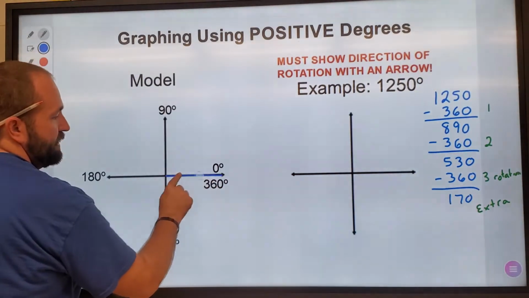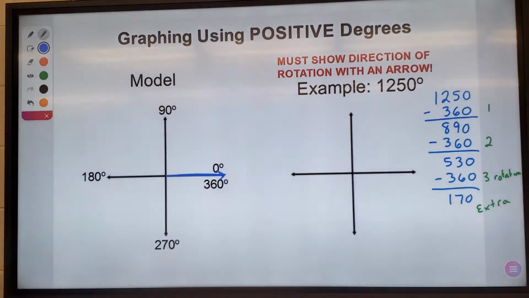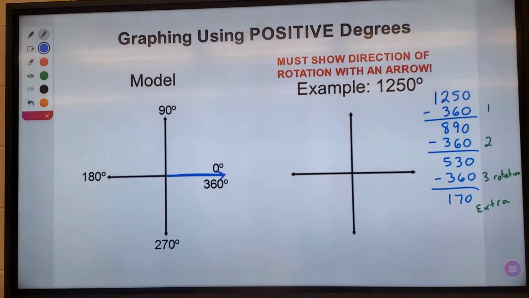My initial side here, again, I need to see this. Darken that line. I've had some people use highlighters. I've had some people use markers, but be conscious because they bleed through the paper pretty good. So the initial side has to be there. If you're using a pencil or a pen, just darken it pretty thick like I did right there. And then make sure you put an arrow at the end of it. All right, again, I'm going to be picky on these. Then the terminal side at 170 degrees.